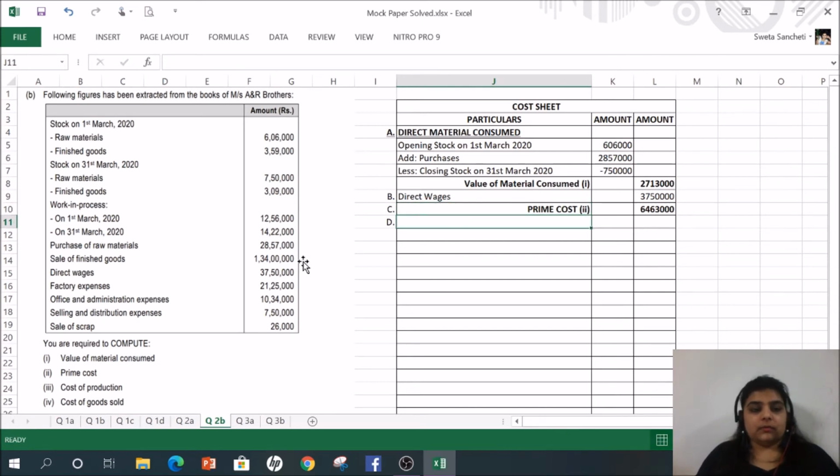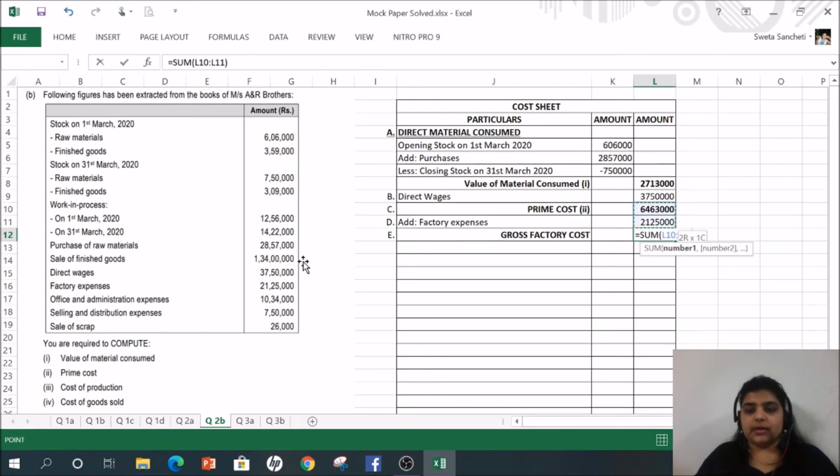Next is, after prime cost we add our factory expenses. We should always try to use the same words which are given in the question. So factory expenses 21,25,000. What we get is the gross factory cost, that is equal to prime cost plus factory expenses, that is 85 lakh 88,000.